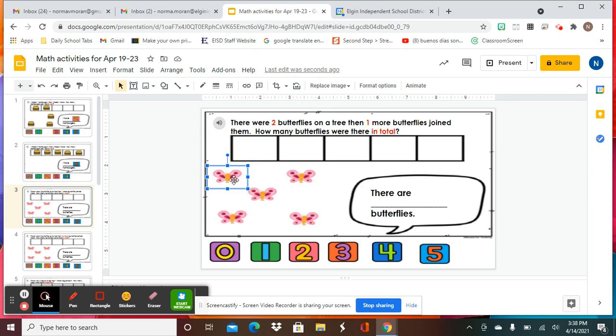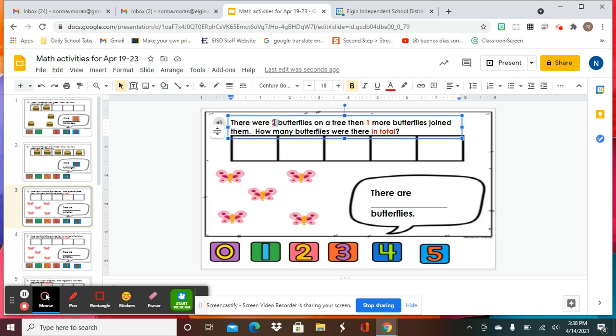Okay. So remember, for the word problems, we need to listen so that we can get that information. There were 2 butterflies on a tree. Then one more butterfly joined them. How many butterflies were there in total? Remember, here I put the number 2 in red because we're going to be using that information. And the number 1 is red because we're going to be using that number. And the words in total are also in red because in total gives us a clue that we're going to be adding.